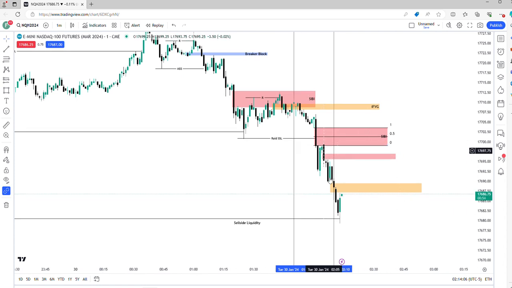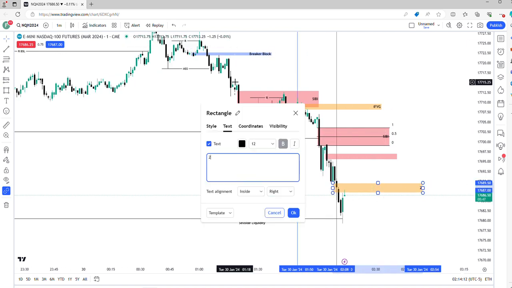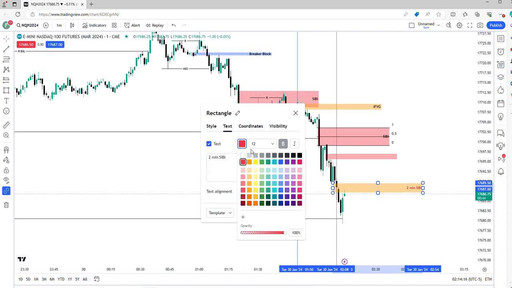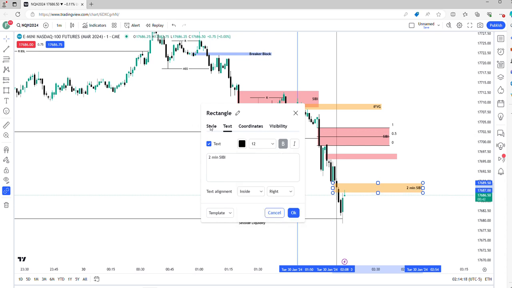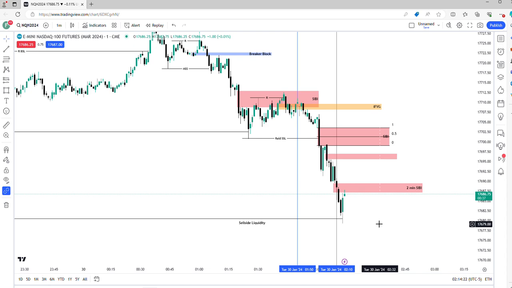And then maybe, that's the thing, maybe we get a pullback into here and then we look for, you know, a different position. But that's kind of what we'd be looking for. That there is right now a 2 minute CB until we break it. So I'm going to make that red, the actual box. It's a 2 minute CB.